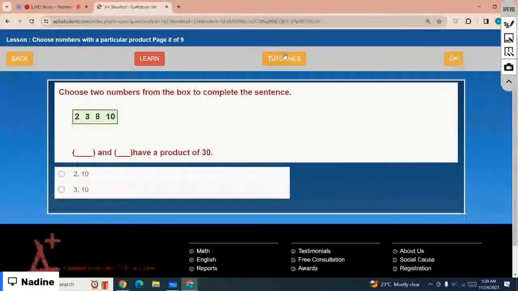Choose two numbers from the box to complete the sentence. Two numbers have a product of 30. Which is the correct option? Yes, the correct option is 10 times 3 equals 30. Option 2 is the correct option.